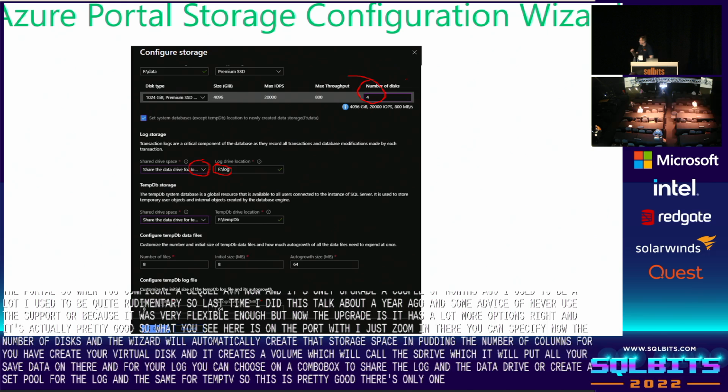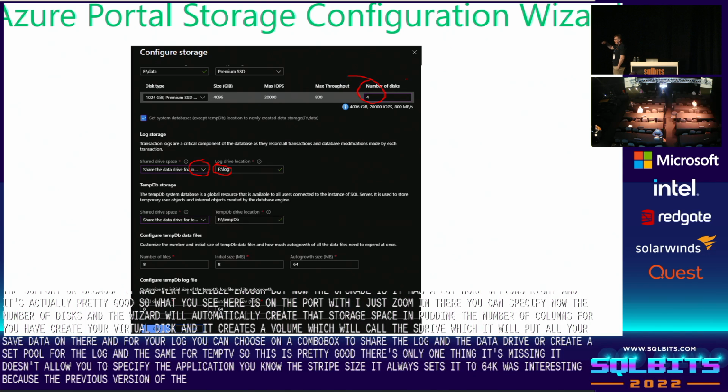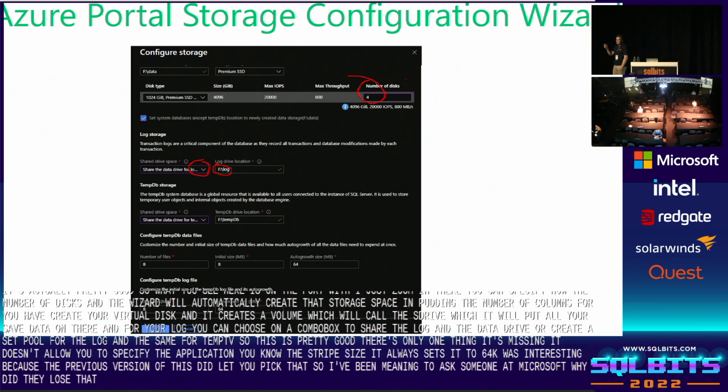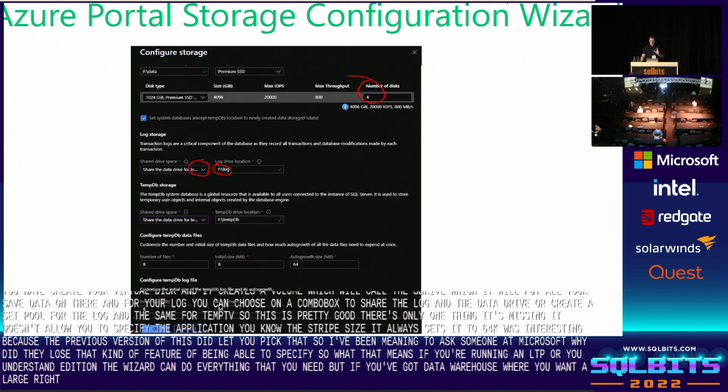There's only one thing it's missing. It doesn't allow you to specify the allocation, the stripe size. It always sets it to 64K, which is interesting because the previous version did let you pick that. I've been meaning to ask someone at Microsoft why they lost that feature. So what that means is if you're running OLTP or Standard Edition, the wizard can do everything that you need. But if you've got a data warehouse where you want a larger I/O size, you're going to have to configure it manually. Now, let me just check the time. Yeah, 12:33, I've got time for a demo, hopefully.